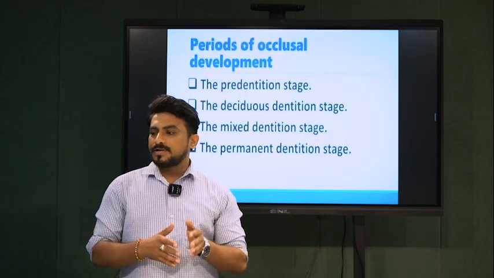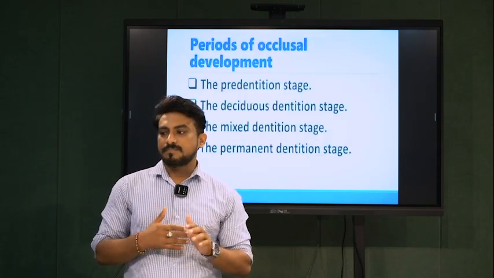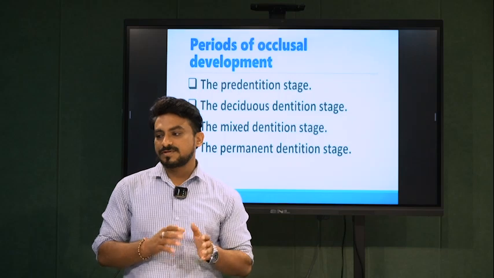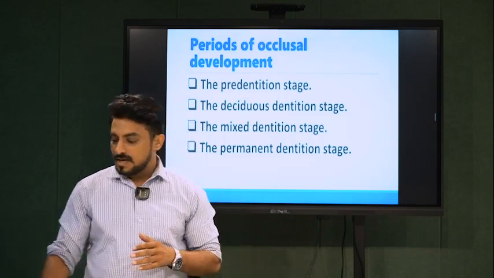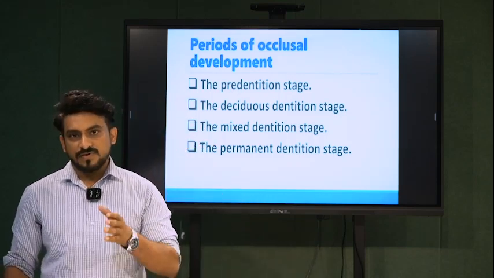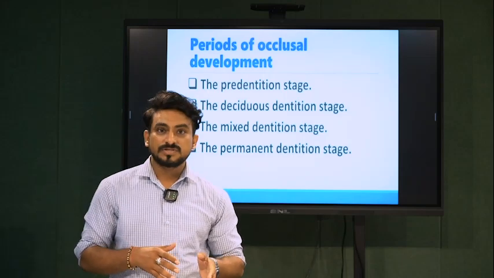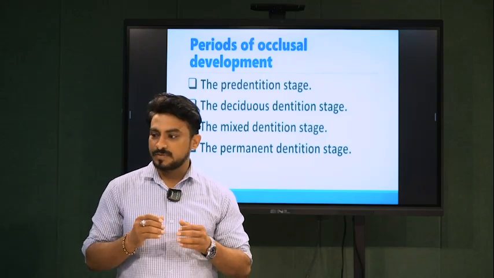Now, the periods of development of occlusion are the pre-dentition stage, the deciduous dentition stage, the mixed dentition, and the permanent dentition. These will also be divided into various parts, and we will learn various terminology in this specific period of time.